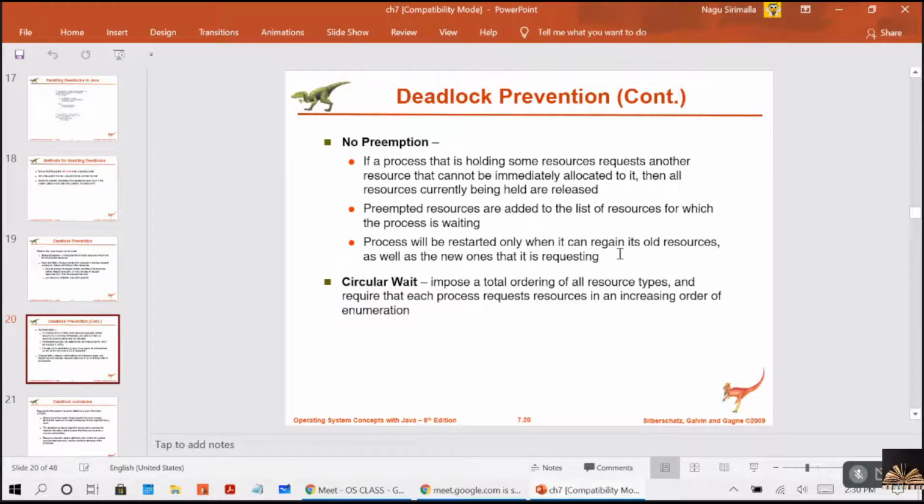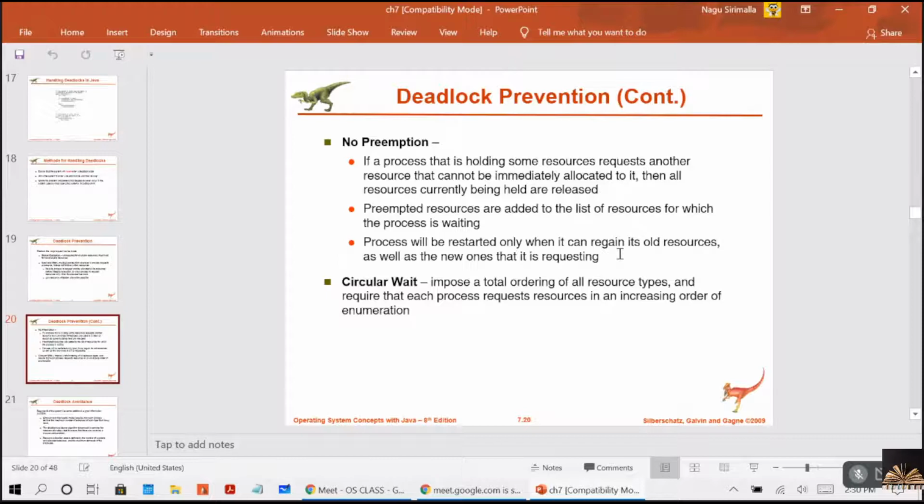Initially, it requested the resource type Ri. It can request any number of instances. But later on, if it wants to request Rj, it should make sure that the number of instances of Rj is greater than the number of instances of Ri. Then only Rj is allocated to the process Pi.